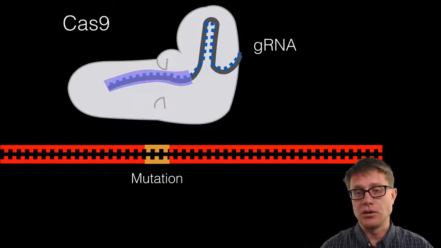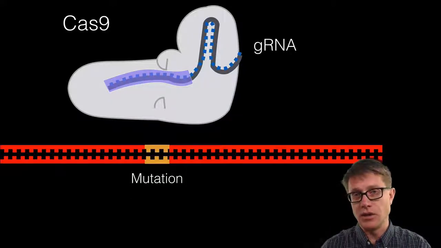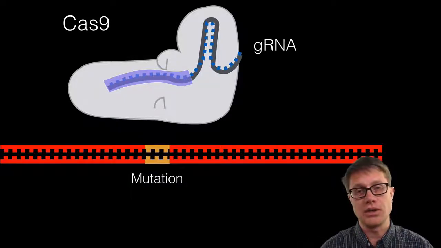That's what the bacteria are going to do. But since we've created it, we can cut the DNA wherever we want to cut the DNA. We essentially just have to know what is the sequence of DNA that we want to cut, put that into the guide RNA, and then we can cut it.